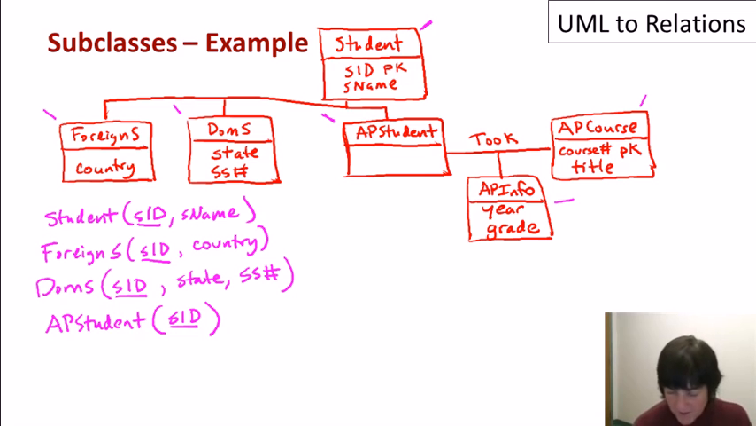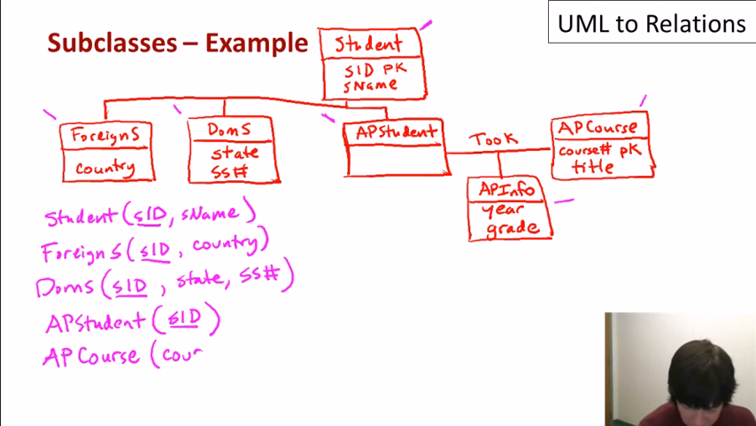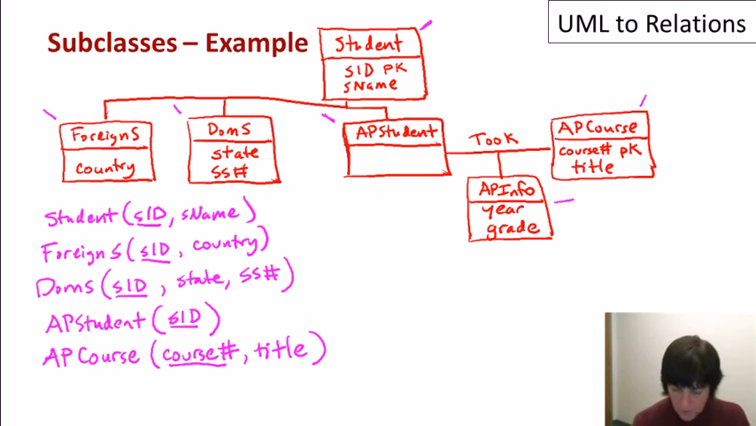Now let's keep going. So let's take a look at AP students taking courses. So we'll have from the AP course class a straightforward translation to the course number and the title of the course. And then finally we're going to have a relation for the fact that an AP student took classes. We had some multiplicities on that the first time, but neither of them were 0, 1 or 1, 1, so they're not going to be relevant in changing our design. So took is going to have the key from both sides.